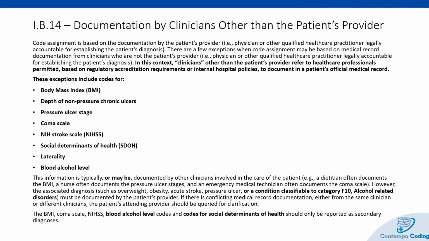In 1B14, the documentation by clinicians other than the patient's provider. Now, we saw this change a little bit last year as well, where it talked about how other providers can document certain components of the diagnoses, like a BMI or like a ulcer level. And now it clarifies the BMI, the depth of the non-stage pressure ulcer stage, coma scale, the stroke scale, social determinants of health, which we'll play in a little bit more as well. Laterality, and now blood alcohol level is a new one as well. But those can be documented by someone other than the patient's provider.